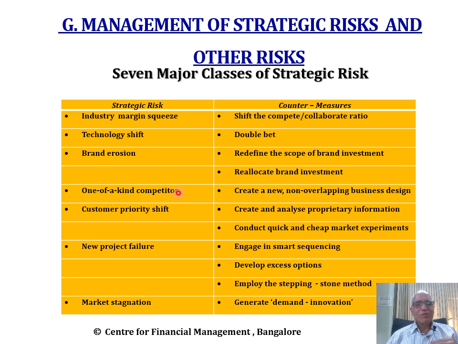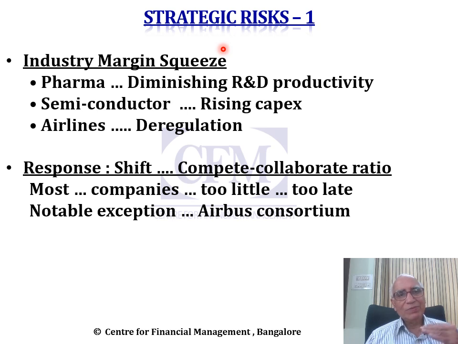One of a kind competitor. A new competitor with a new business design may disrupt an industry. Customer priorities shift. Customer priorities and preferences tend to shift over a period of time. New project failure. However well conceived and formulated a project may be, it is subject to a number of risks. Market stagnation. After a while, markets tend to stagnate. Let us examine the key strategic risks and the response that is appropriate for these risks.